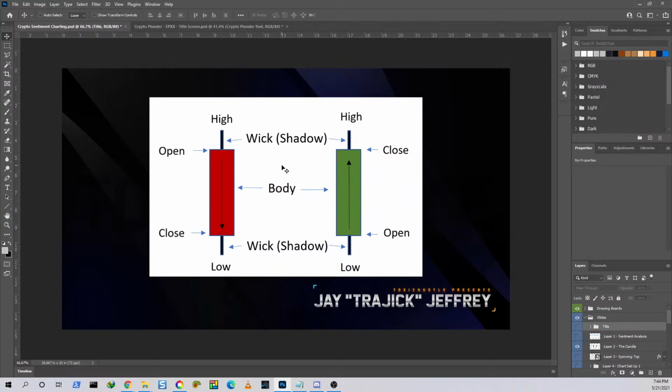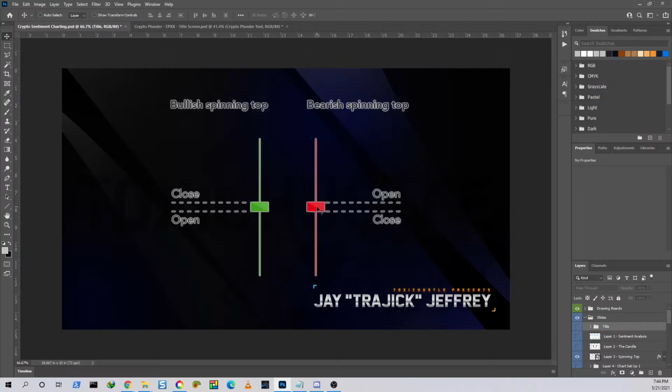This is sure, right? You're sure you went down. But what if you're unsure? Well, then we have something called a spinning top, right? Now let's see this in the real world. What's this? What's the spinning top mean?